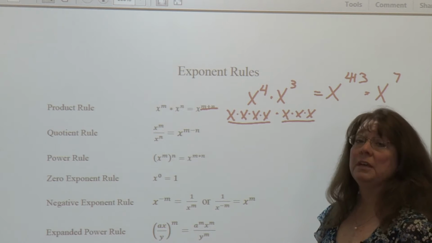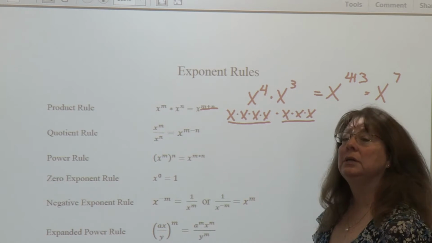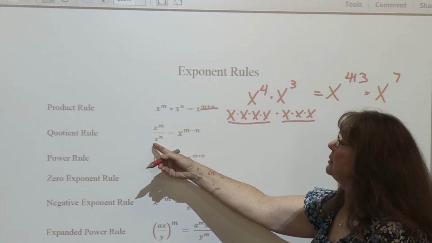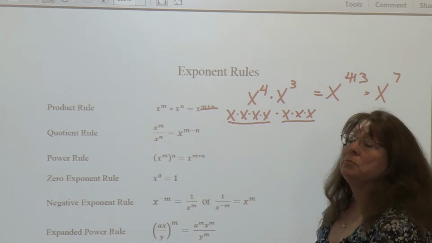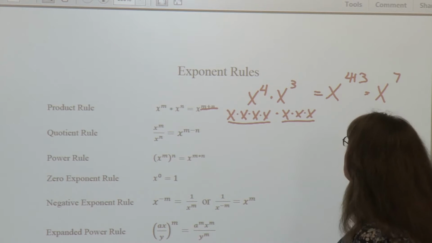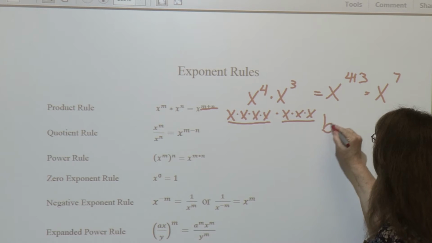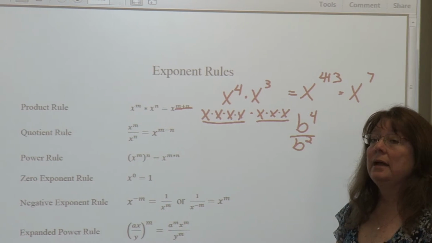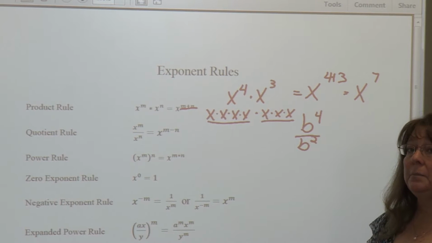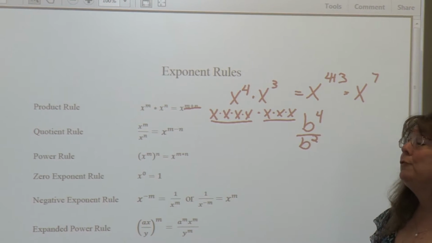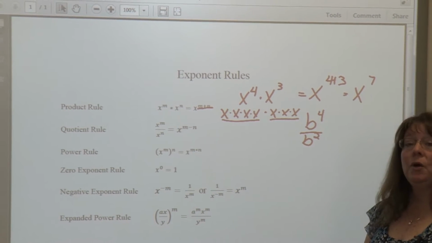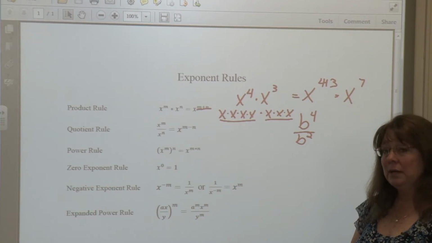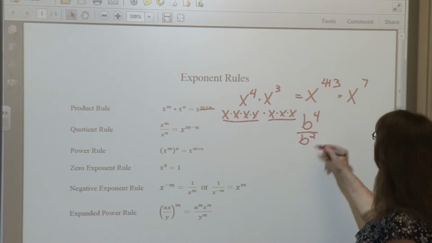You can do the same thing if you're working with the quotient rule. It says if you have the same base and they're being divided, you can subtract the exponents. So let's look at an example. Let's say I have b to the 4th power and I'm dividing it by b squared. Again, if you forget the rule, you can go back to what your definition for an exponent is. I have the same base.